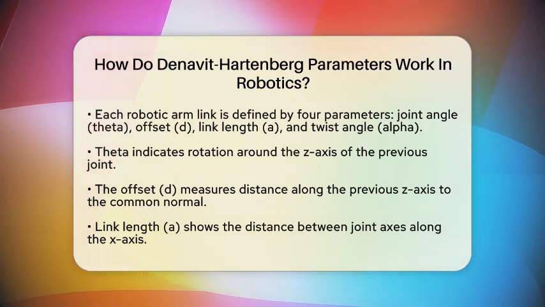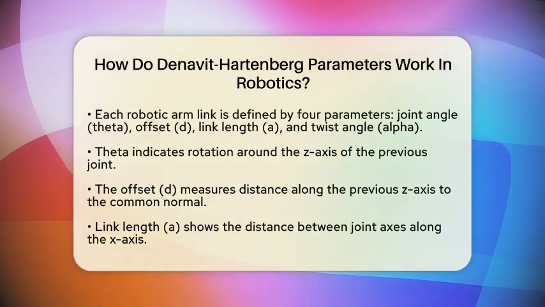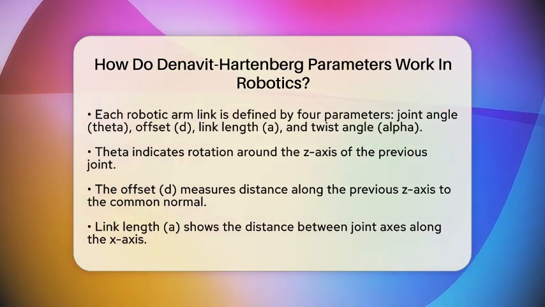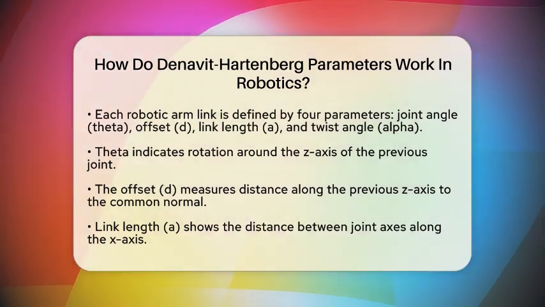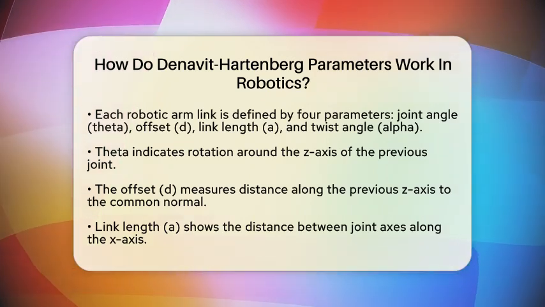The third parameter is link length, referred to as a. This indicates the distance between two joint axes along the x-axis. Finally, we have the twist angle, known as alpha. This represents the rotation around the x-axis from the previous z-axis to the current z-axis.